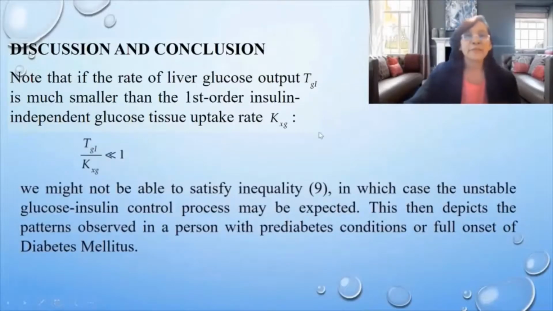Note that if the rate of liver glucose output, T sub Ti, is much smaller than the first order insulin-independent glucose tissue uptake rate, K sub Xg, so that this ratio is very, very small, we might not be able to satisfy inequality 9, in which case the unstable glucose insulin control process may be expected. This then depicts the patterns observed in a person with pre-diabetes conditions or full onset of diabetes mellitus.